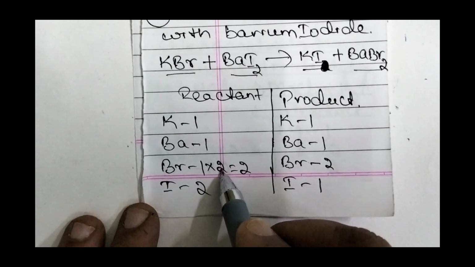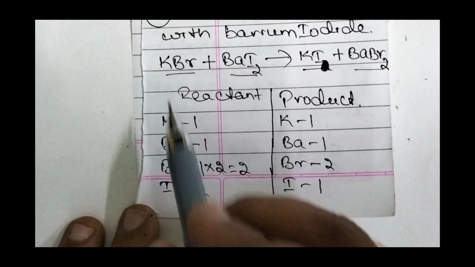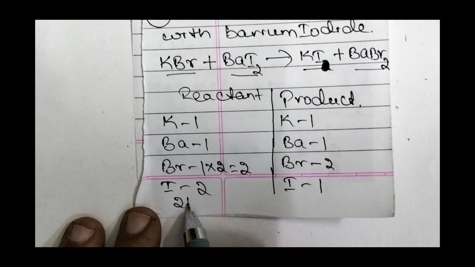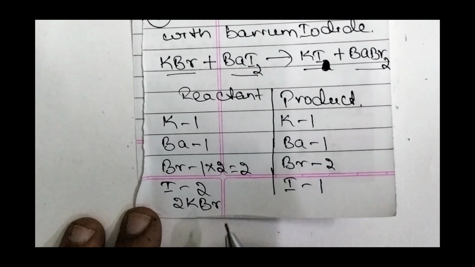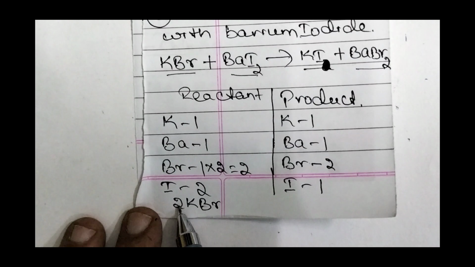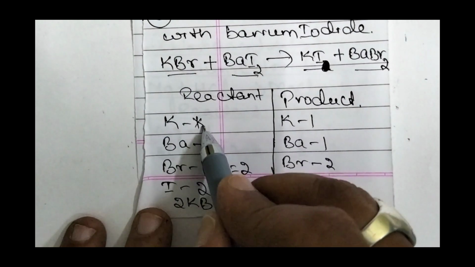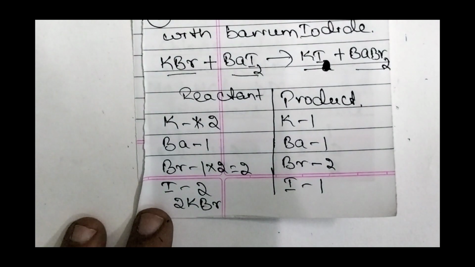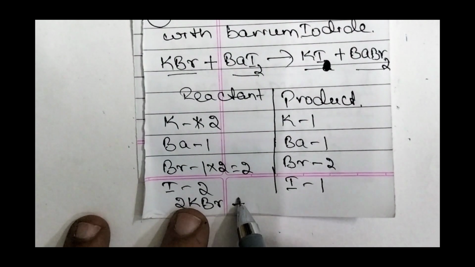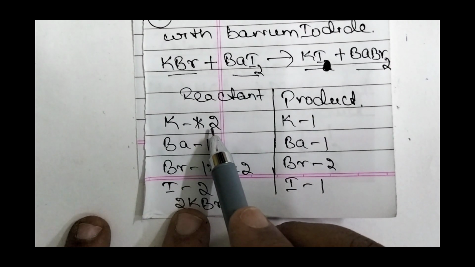So this 2 I have to multiply here. So what I will get, 2KBr. When bromine is multiplied by 2, potassium also multiplied by 2, you cancel this 1 and write down 2. So it will become 2KBr plus, now we have to balance potassium.